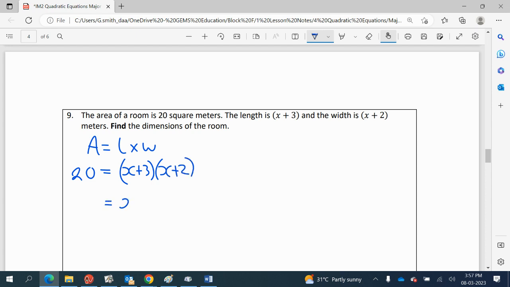Expand the bracket. I'm going to get x squared plus 6x. No, it's plus 5x. Sorry. x squared plus 5x plus 6 minus 20. So plus 6. Let's take the 20 across. x squared plus 5x minus 14.